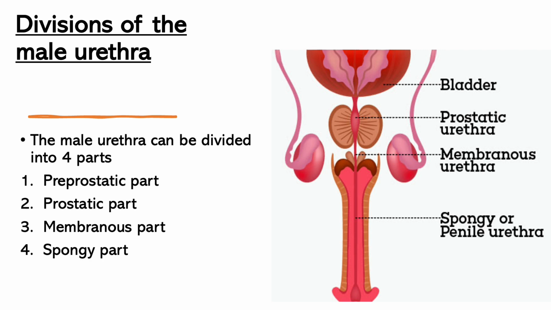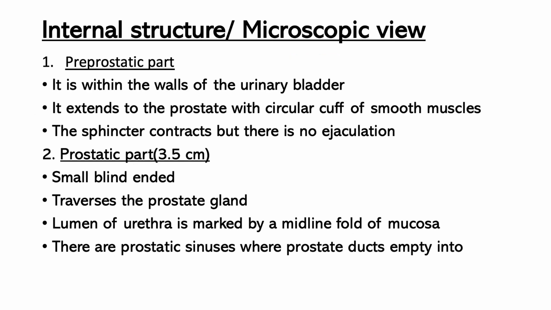Divisions of the male urethra. The male urethra can be divided into 4 parts. 1. Preprostatic part. 2. Prostatic part. 3. Membranous part. 4. Spongy part. Internal structure / microscopic structure.